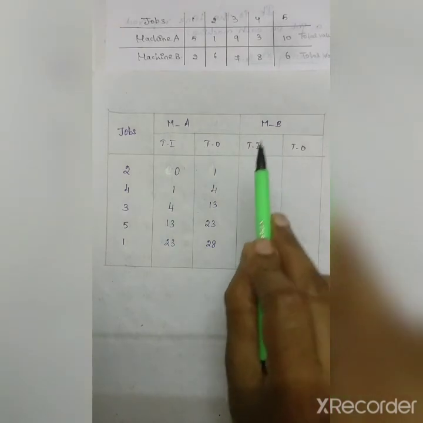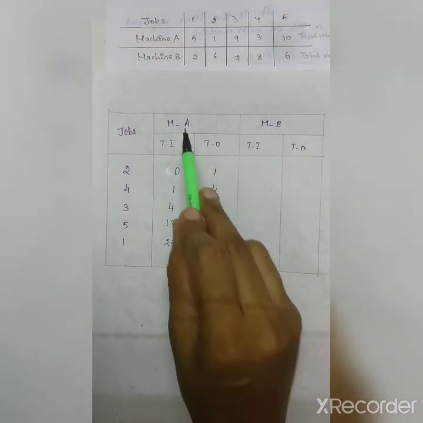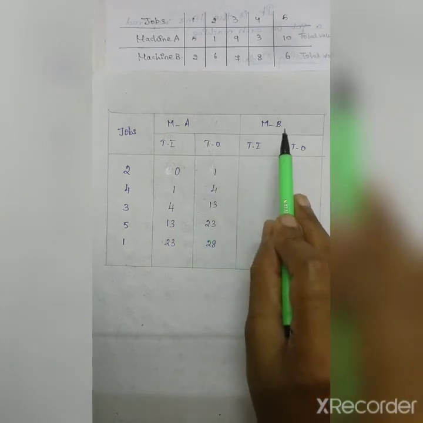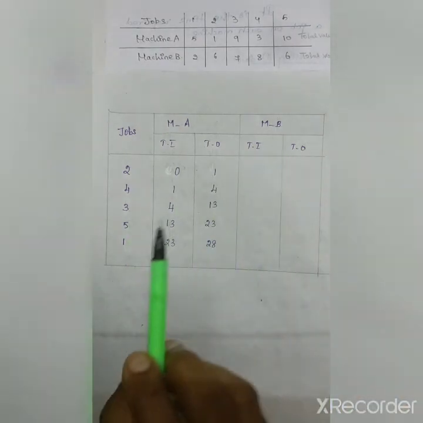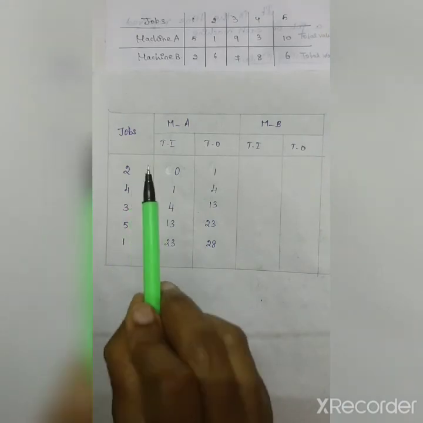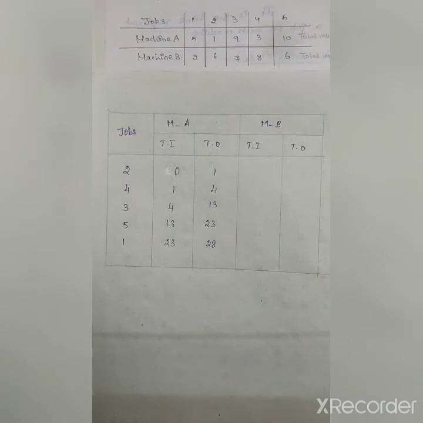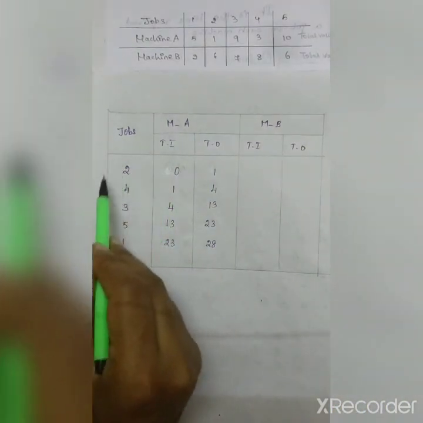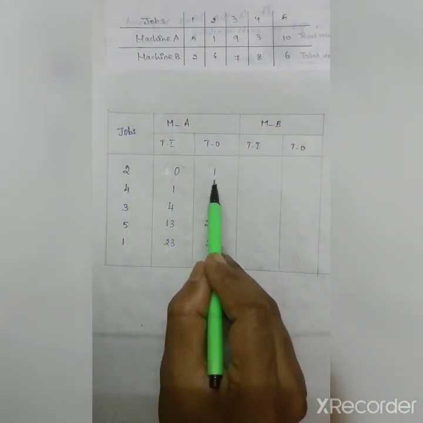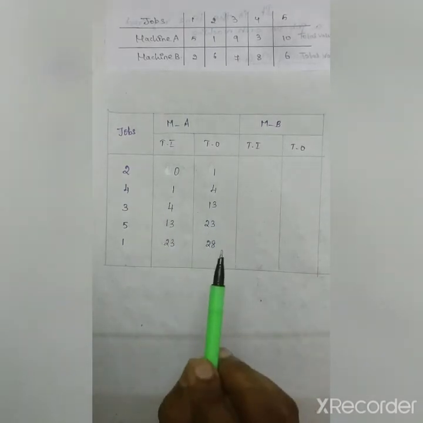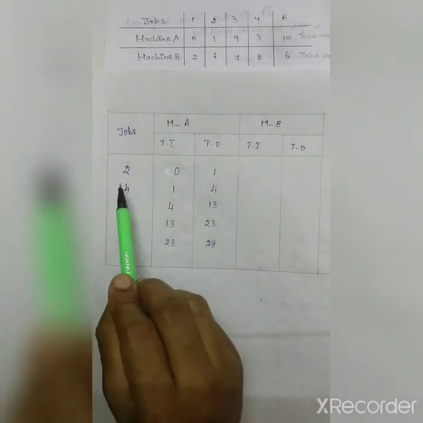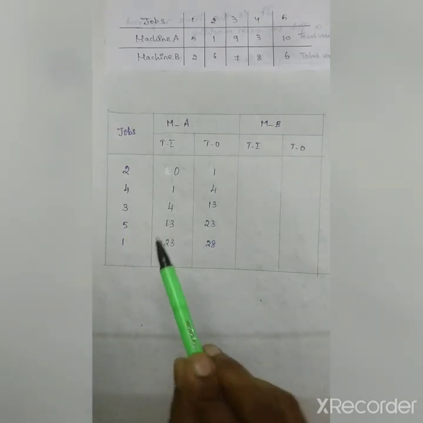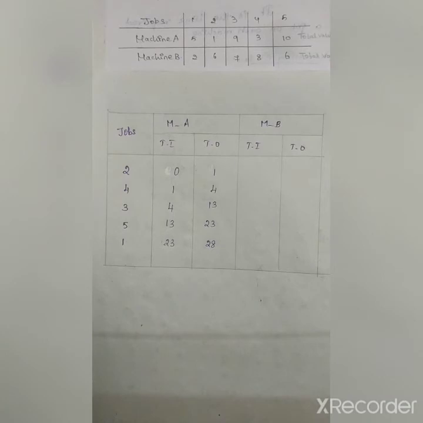For machine B, time in is the time out of machine A, because for the second job, first we have to appear in machine A. After that only we come with the same job in the next machine. Suppose the second job takes 1 hour. If you start machine A at 10 o'clock, then up to 11 o'clock job 2 will be in machine A itself. After 11 o'clock, the same job comes to machine B.